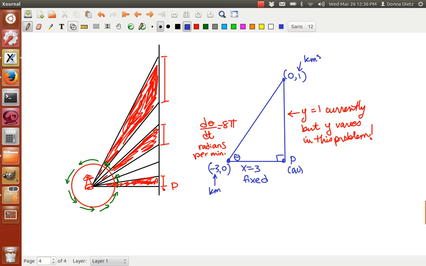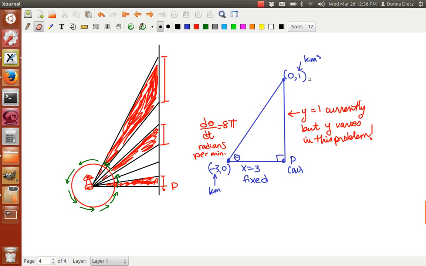So what it means is y is currently equal to 1, but the point is y is varying. So we're saying y equals 1, but what we really mean is let y vary, let theta vary. So when this guy is changing, this guy is changing. Theta is changing and y is changing. X is fixed because we can't move the lighthouse. But y is changing, and then we're going to take the derivative with respect to time using, I don't know, related rates, right?